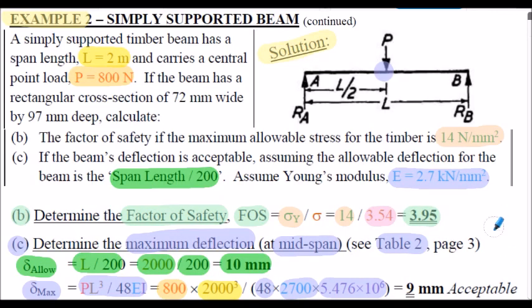So that evaluates to a maximum deflection of 9 millimeters. So that would be acceptable in this case because the allowable deflection, given the limit stated in the question, is 10 millimeters.